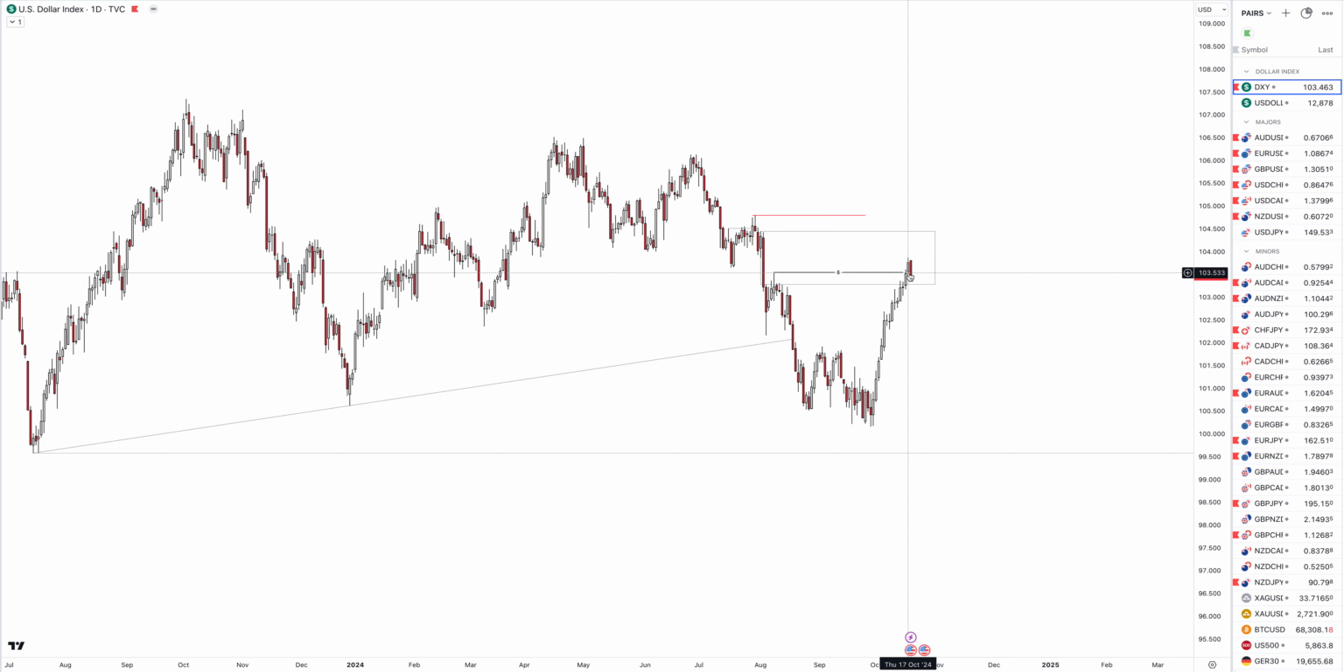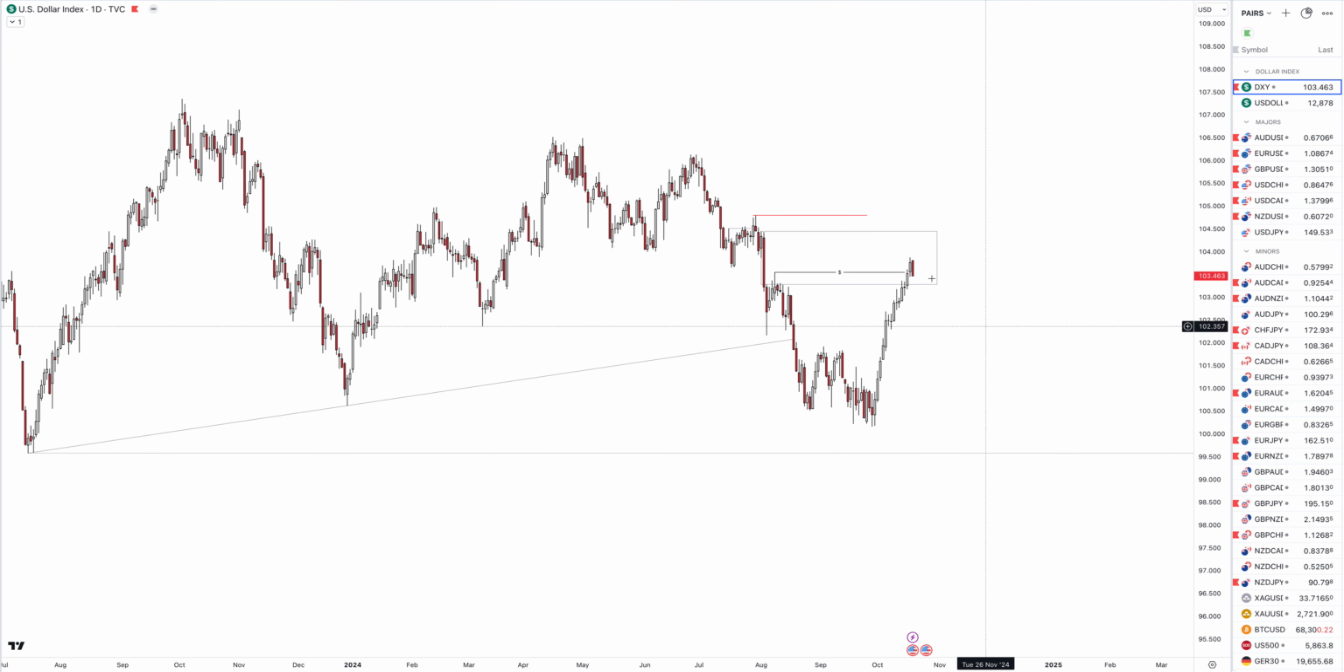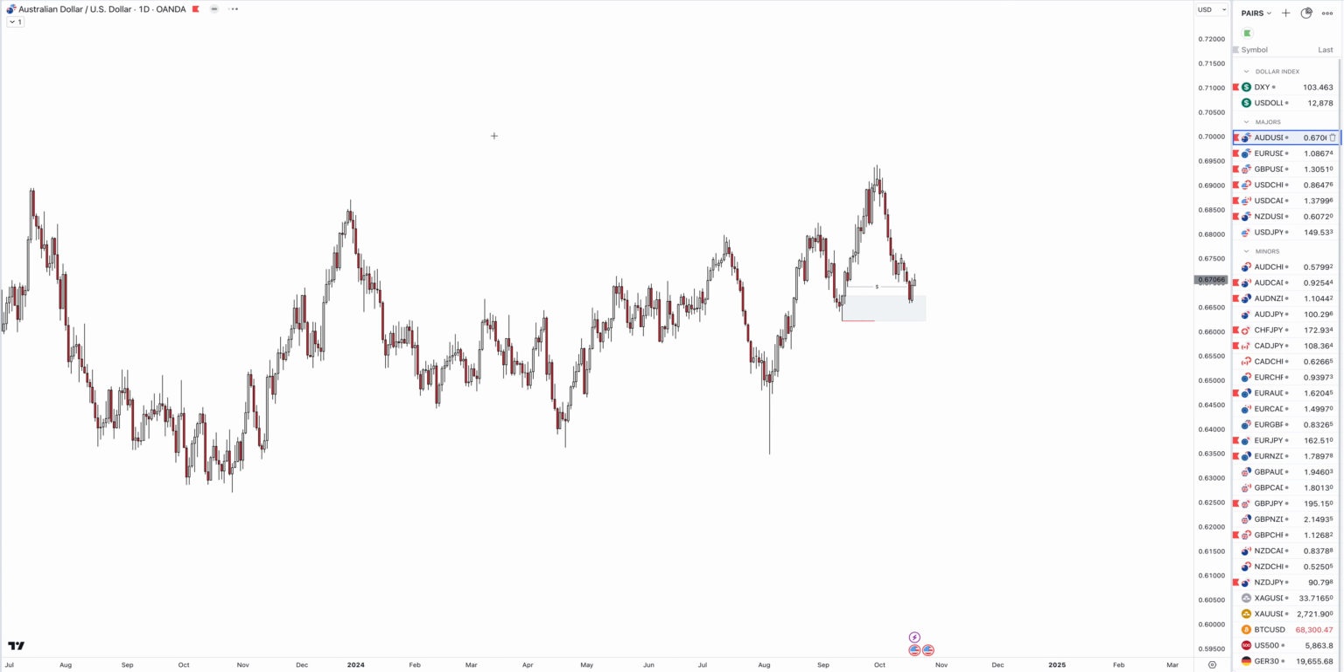So basically, to start off the week, we could see price come up, maybe tap into this bullish order block before we see that push down, or as soon as market opens, we can start seeing sells kick in. Okay. The first pair that I'll be watching is Aussie dollar.